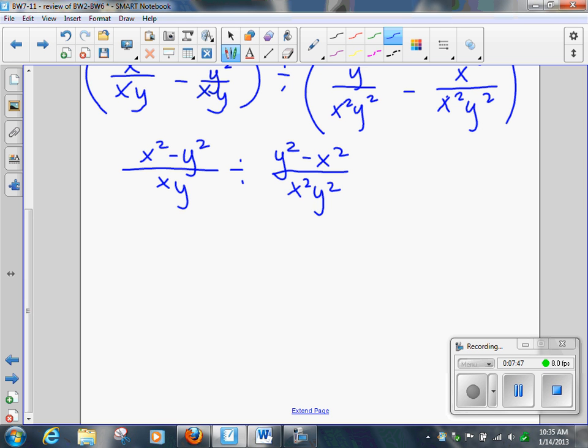They look alike, but they don't, but you know they're kin. They've got to be cousins, right? So what am I going to do? I'm going to go ahead and do what with this X squared minus Y squared?